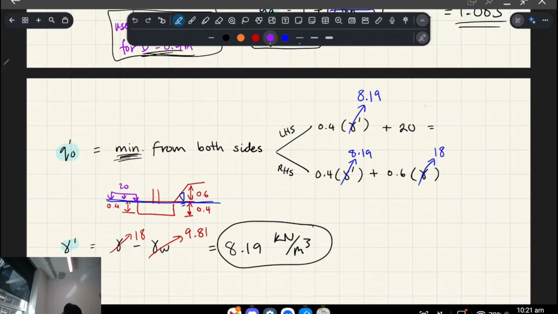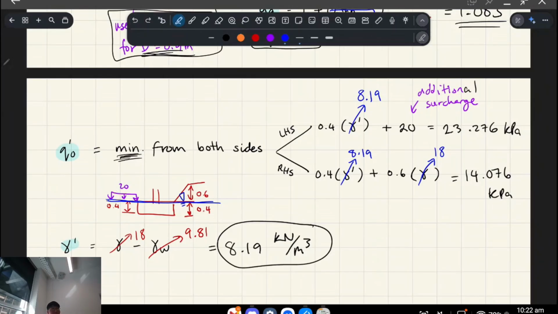And this 20 comes from additional surcharge on the top. Okay, so that's from over here. So here's our additional surcharge. Okay, so that's 23.276 kPa. And the lower one is going to be the one on the right hand side. Okay, so the left hand side, since we have all this additional surcharge, is actually going to be less conservative. The one on the right is actually going to be the lower value, right? And we're going to take that for QO.